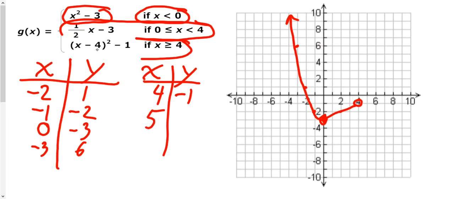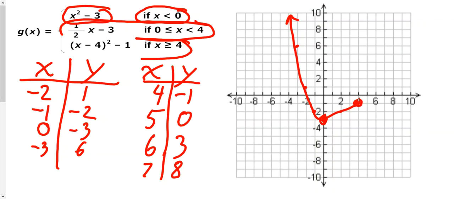+5. 5 minus 4 is 1. 1 squared is 1. 1 minus 1 is 0. When x is 6, 6 minus 4 is 2. 2 squared is 4. 4 minus 1 is 3. Let me do one more just so I get a nice clear parabola. 7 minus 4 is 3. 3 squared is 9. 9 minus 1 is 8. And for 4, -1, again, that fills the hole in.